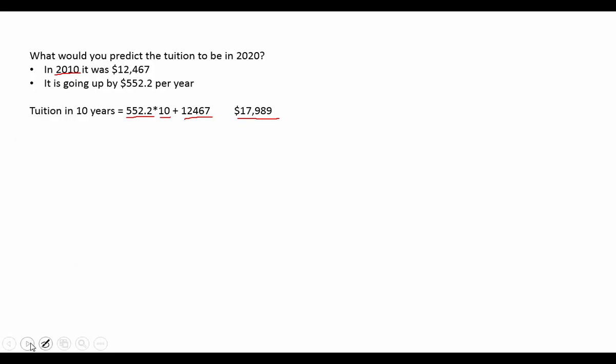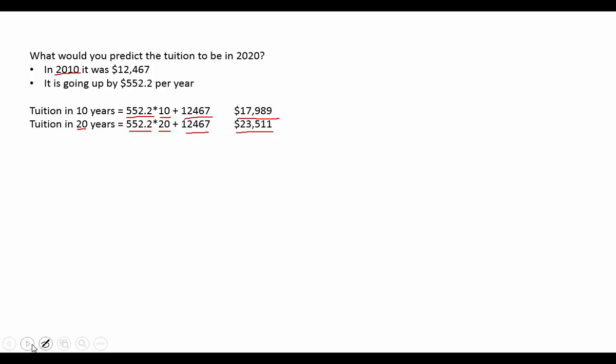Now, unfortunately, my little girl's 5 years old right now. She is not going to college in 2020. I need to know what tuition is going to be in the year 2030, so 20 years from our baseline. And it's the same idea. In 20 years, it's going up by $552 per year times 20 years, and then I add that onto the baseline, and when I run the computations, it is a whopping $23,000 per semester.